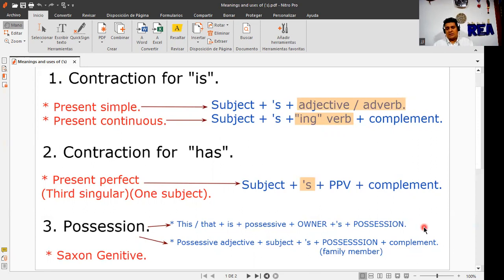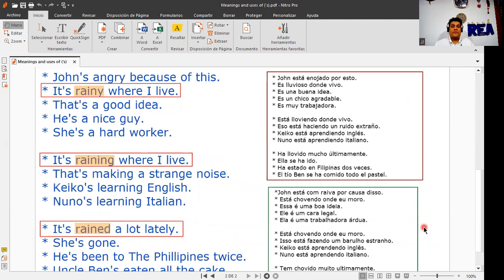So let's go to the examples. Let's see how that goes. So green color, English, black color on the right side, Spanish and Portuguese. So, John's angry because of this. It's raining where I live. That's a good idea. He's a nice guy. She's a hard worker. First example, I'm using apostrophe s as "is": John is, it is rainy, that is a good idea, he is a nice guy, she is a hard worker.